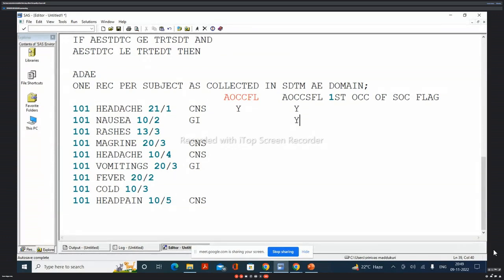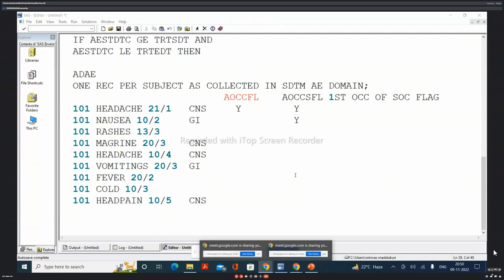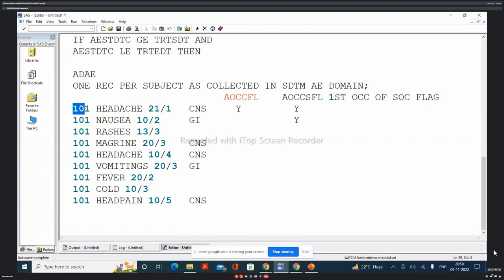Now, how do I need to sort the data? Subject ID, AESTDT, and then SOC. We need to sort the data by subject, within that SOC, start date. Now, all the central nervous will come at one place, all the gastrointestinal will come at one place. Now, within the central nervous, which one will come first? The earliest one. By writing what condition statement can I write now, for this one I get Y, and for this one I will get Y.